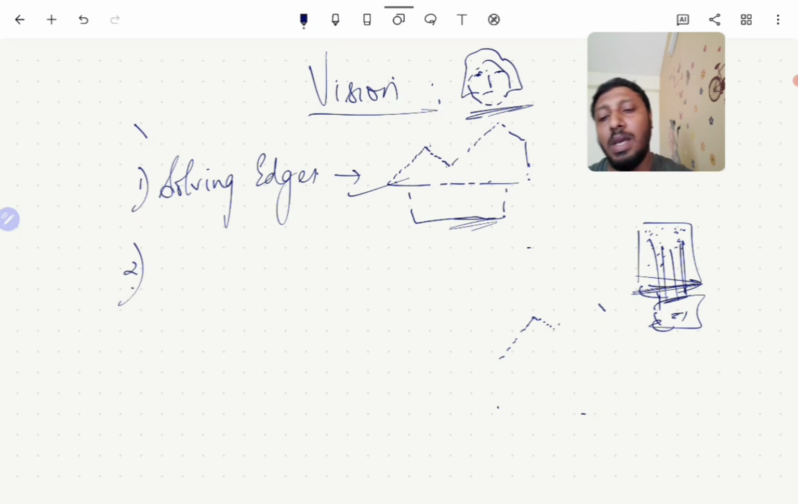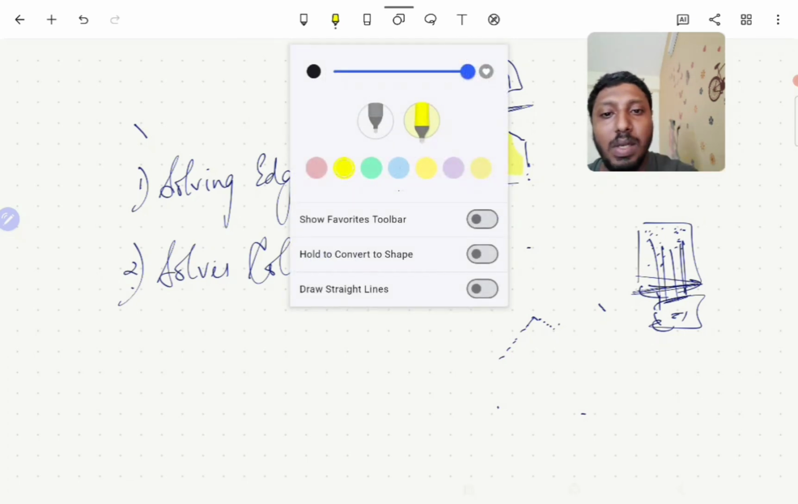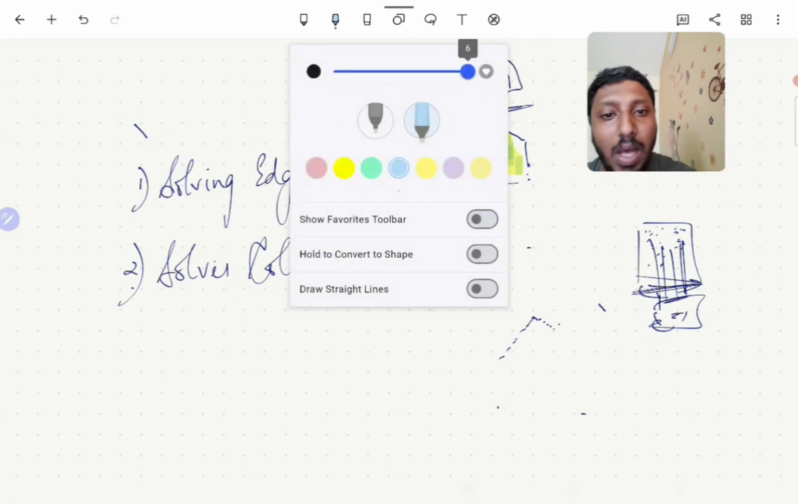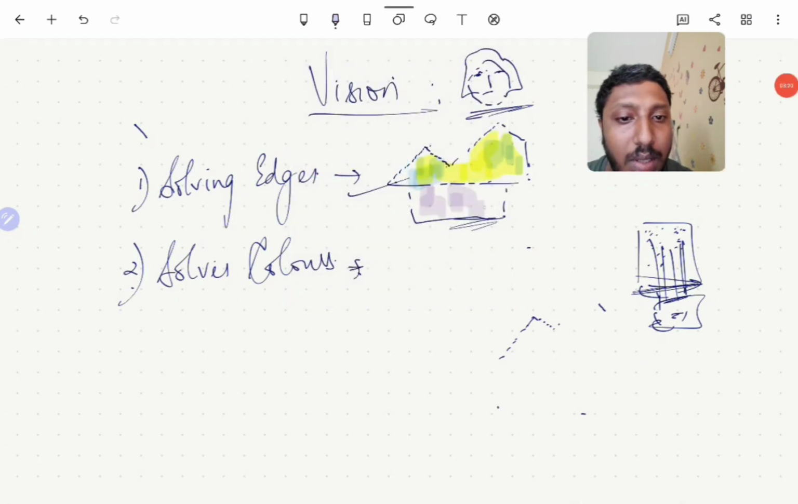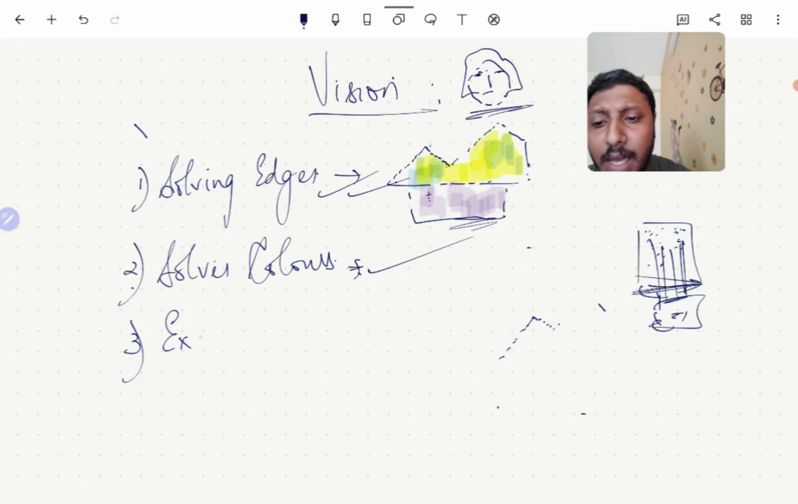Then, as we see, it solves colors. Like what are the colors that need to be done, what are the shadings, what is the exact color, and all these things are then added on to it. So it solves color. We draw the edges, solves color, and extracts detail.